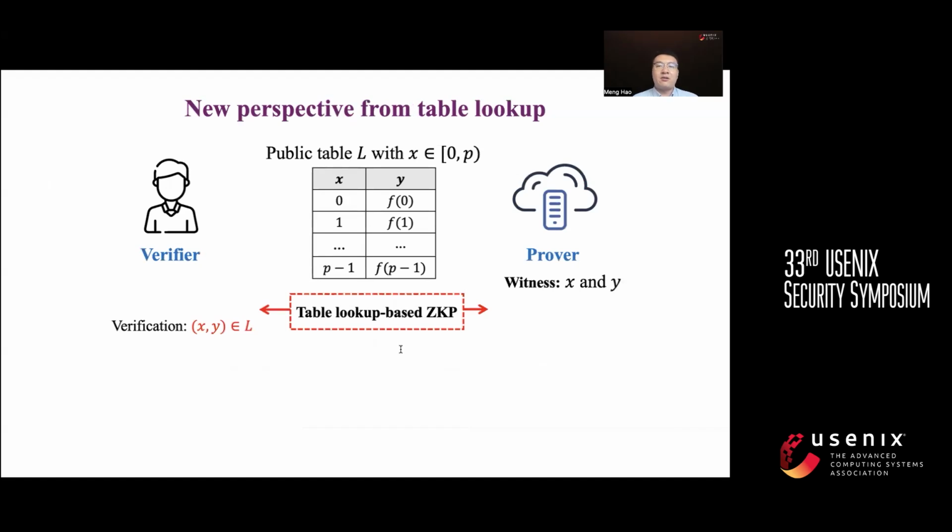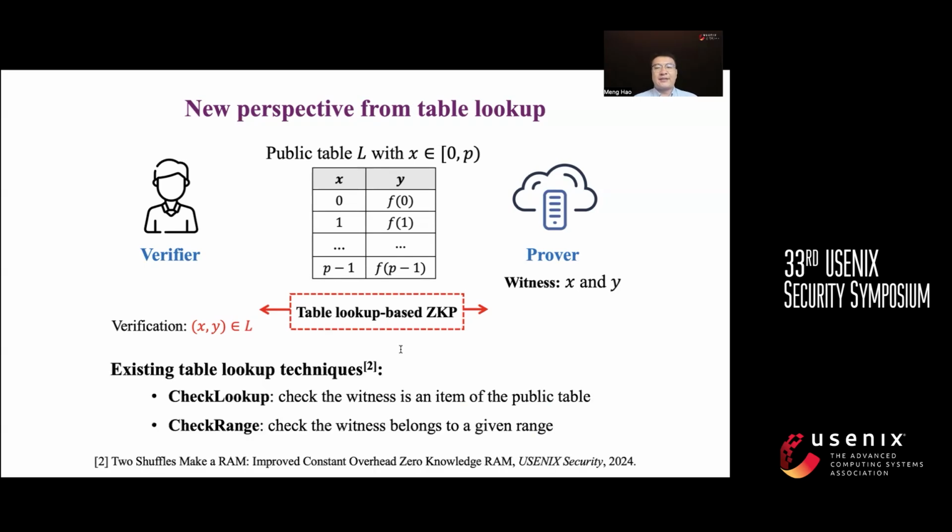We first explain how the lookup table is used in zero-knowledge proofs. The prover and verifier have a public table. It stores all input-output pairs of the function f. Then the prover can convince the verifier that the computed output y, along with its input x, exists in this table. We use 2 existing lookup techniques. One is check lookup. It checks the witness is an item of the public table. The other is check range. It means checking the witness belongs to a given range.